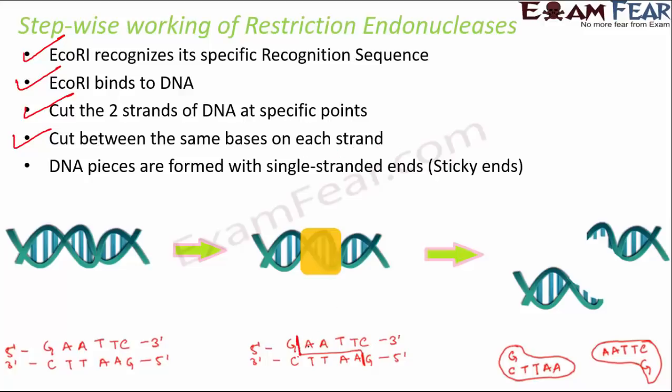So this is one strand, between G and A. Similarly, on the other strand also between G and A. DNA pieces are formed with single-stranded ends, that is, sticky ends. So if you see here, you get two parts of DNA and these parts will have sticky ends, right? So this is how the restriction endonuclease actually works.